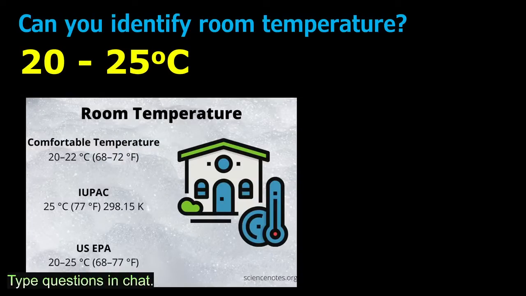But to identify room temperature, just have an understanding of whether heat will flow to or from the air. So for sure, you should know that it's somewhere in that range. And it doesn't really matter where in that range, as long as you know it's somewhere in that vicinity, okay?